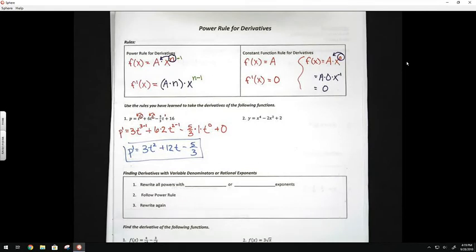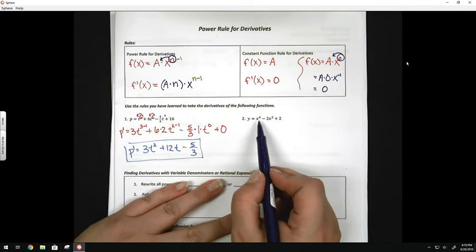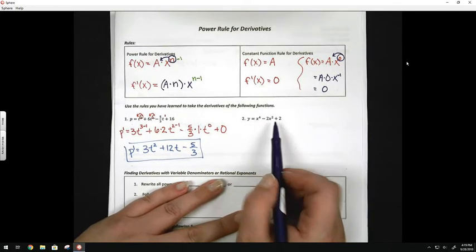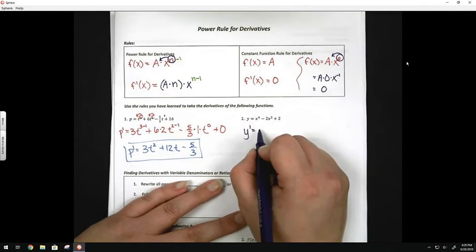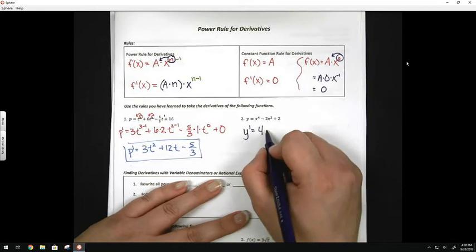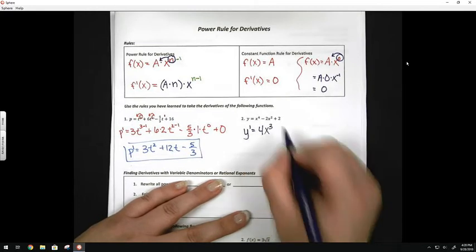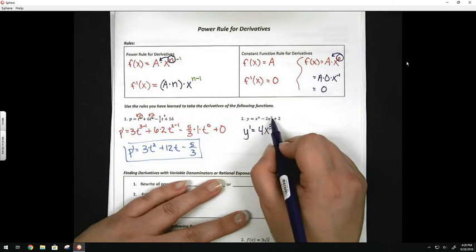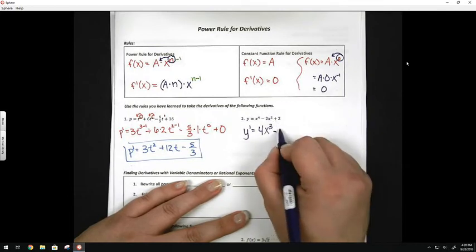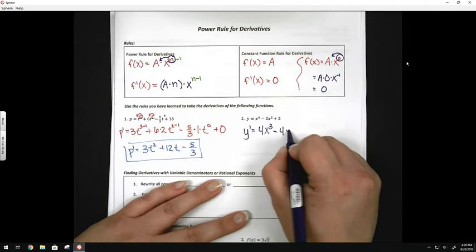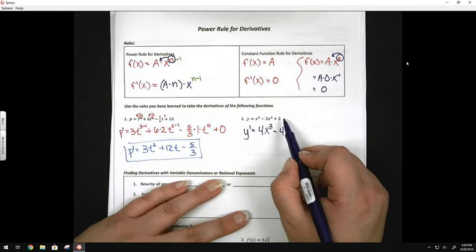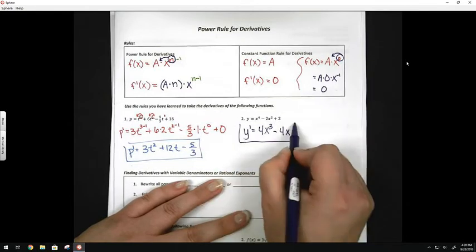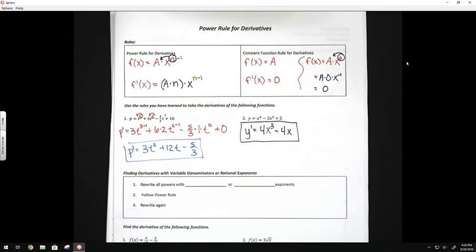All right? Let's look at another one. This one is y equals x to the fourth minus 2x squared plus 2. So y prime is going to equal, we drop the exponent, so now my coefficient is a 4, and I'm going to subtract 1, so it's x to the third. Then I drop my exponent here, so 2 times 2 gives me 4, and my exponent is now just 1. And the derivative of 2, that's a constant, which means that derivative is just 0. So I'm done.